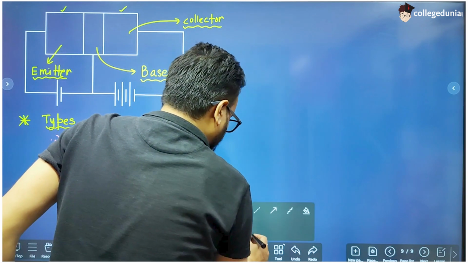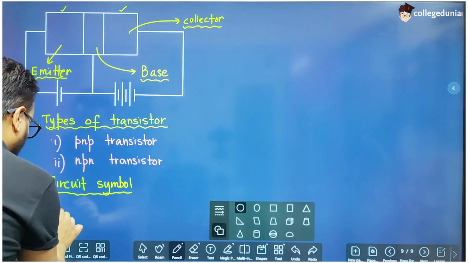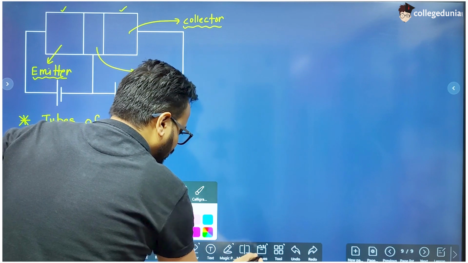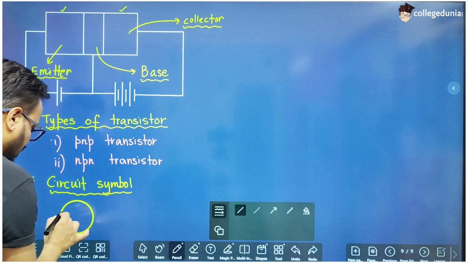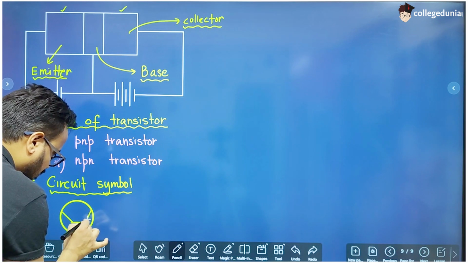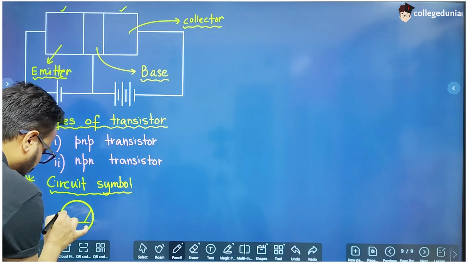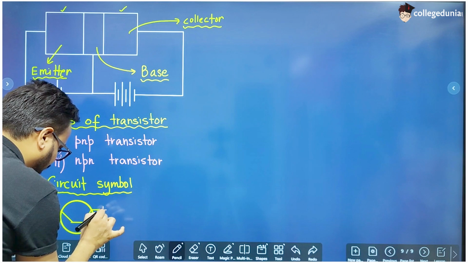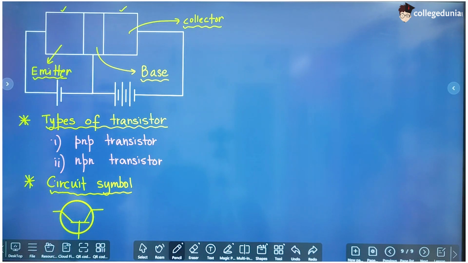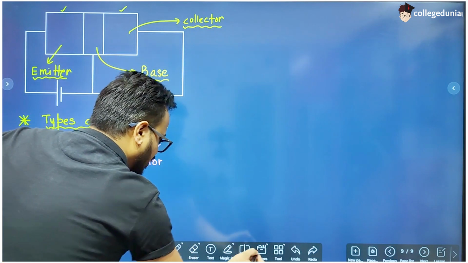The circuit symbol of a transistor looks like this. Just draw a circle, and in this circle we will draw some straight lines like this. And these are the three ends of the transistor. Now I'll get back to this.